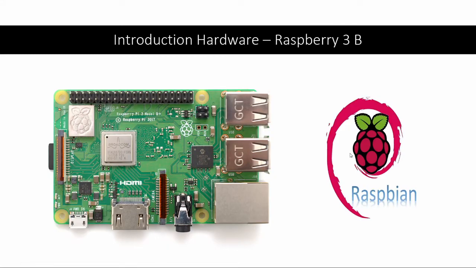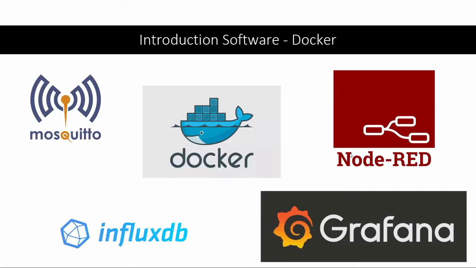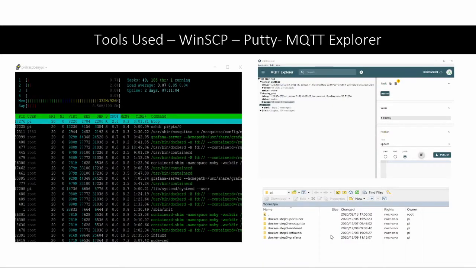After that, we will make use of a Raspberry Pi running Raspbian. We will install Docker, and in Docker we'll run a number of services like Mosquitto, Node-RED, InfluxDB, and Grafana. These are a number of tools that will be used as well.